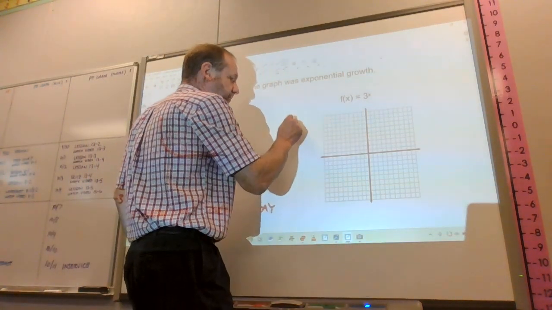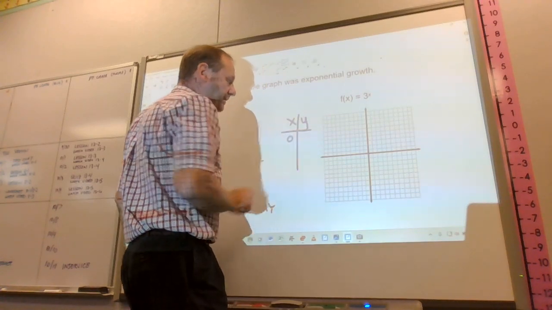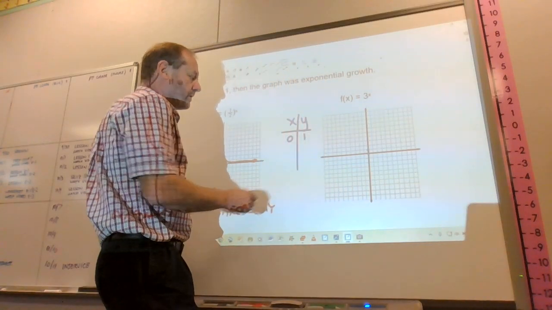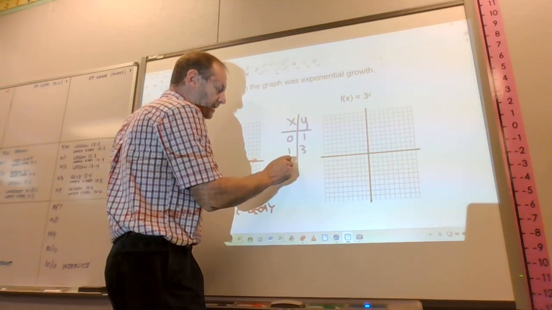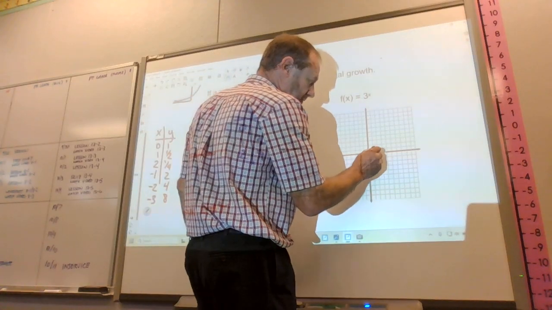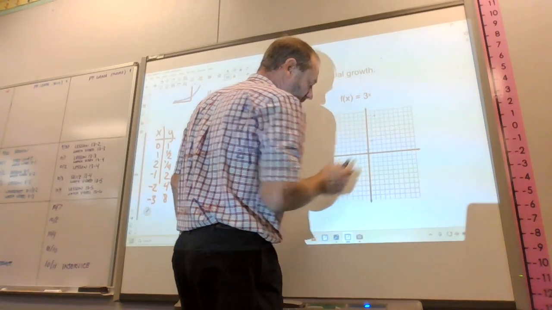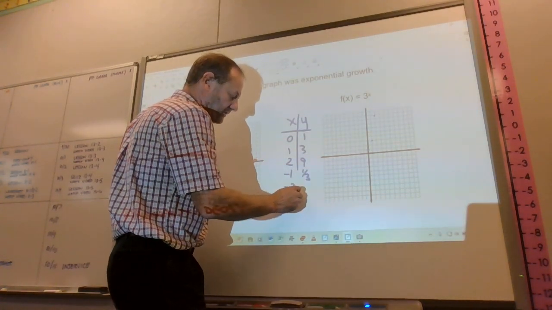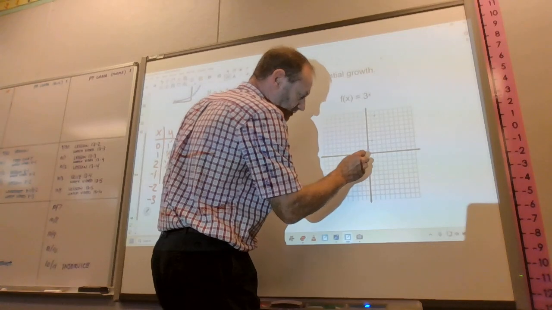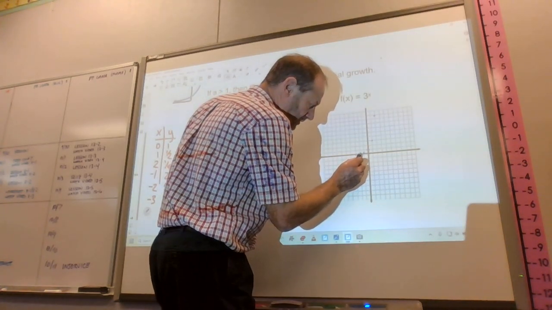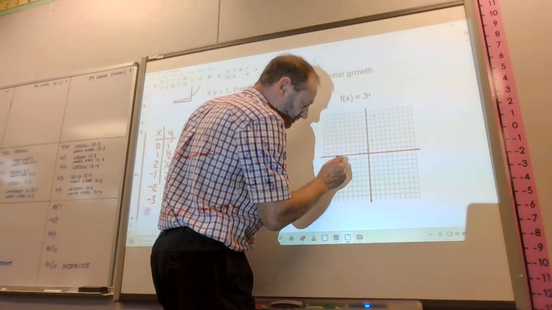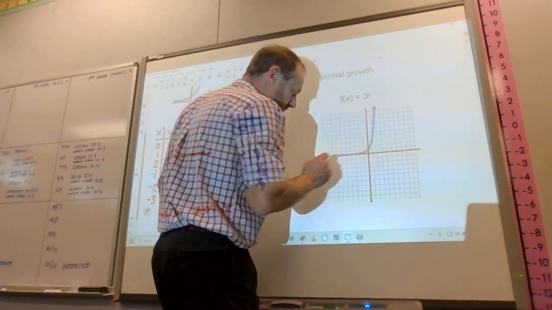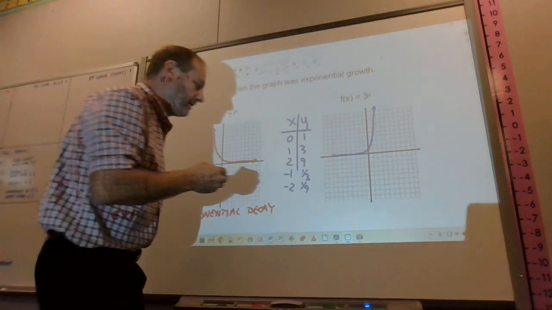So if we make a table with this one, again we plug in 0, 3 to the 0 power is 1. So it's going to go right here. I plug in 1, 3 to the first power is 3, 3 to the second power is 9, so it's going to go here, here. If I go the other direction, -1, that's going to be 1/3. -2 is going to be 1/9. So this is going to approach the x-axis this way. So it's going to look like this. This is exponential growth. Okay?